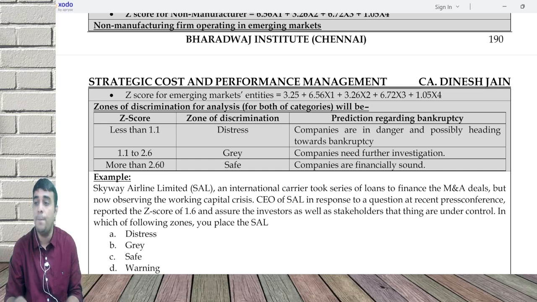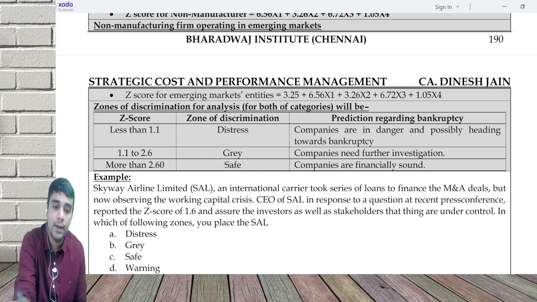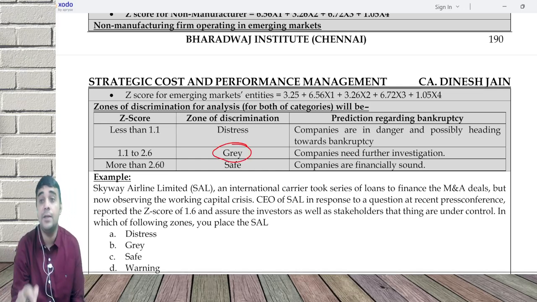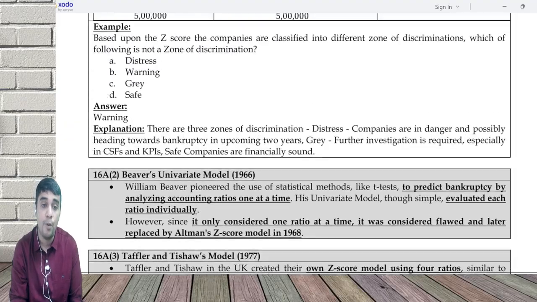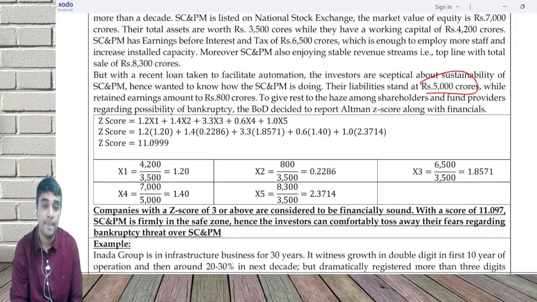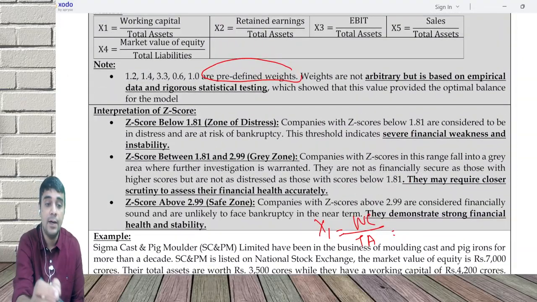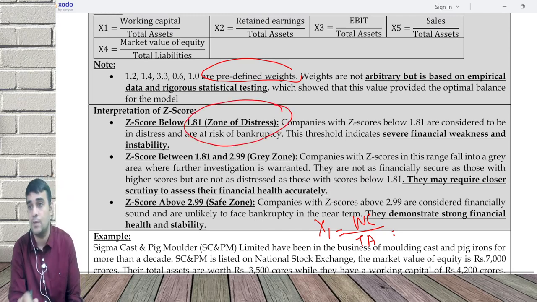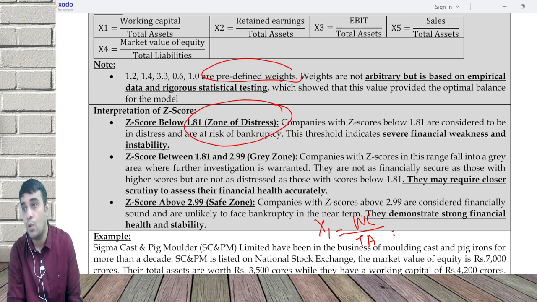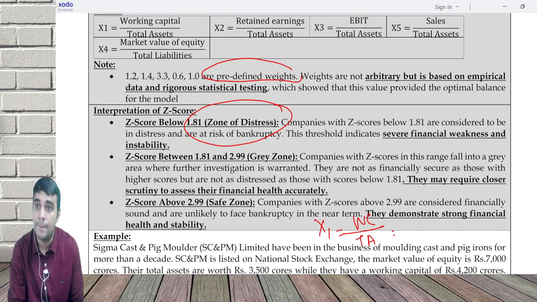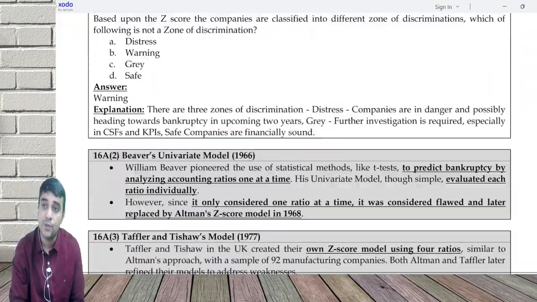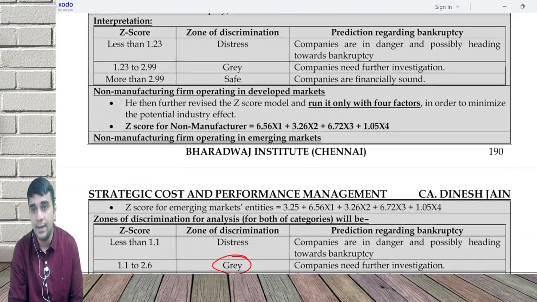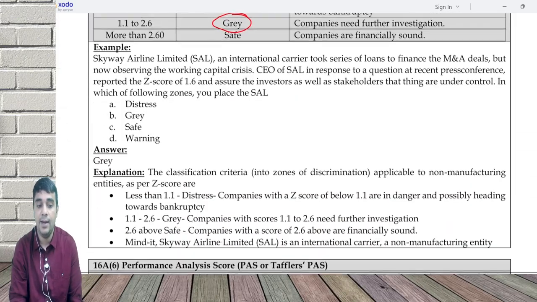So if you are at 1.6, you are under companies needing further investigation. Why is this very critical? Because 1.6 here would have been a zone of distress. Manufacturing company, it is a zone of distress. Non-manufacturing company, it is what? Under the gray area. Clear? Any doubts on this?